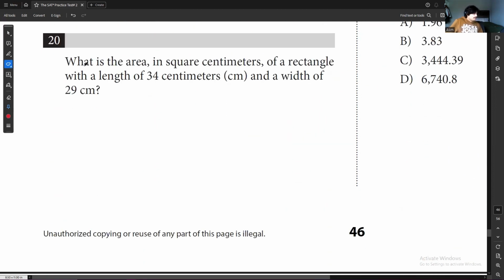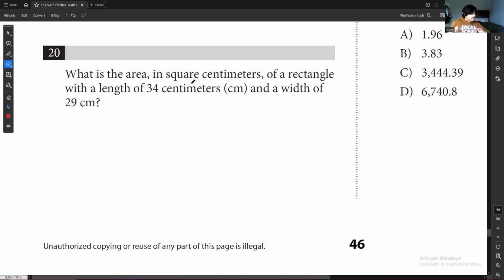Question number 20. What is the area in square centimeters of a rectangle with a length of 34 centimeters and a width of 29 centimeters? Guys, so basically in this question, the important thing is sometimes they ask for square meters, and you basically find the answer for square centimeters, but the answer choice is square meters. So make sure that you're reading this correctly. We're actually trying to find square centimeters. So how are we going to do that?